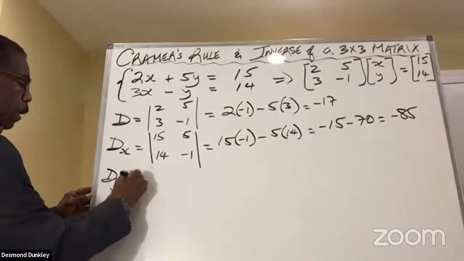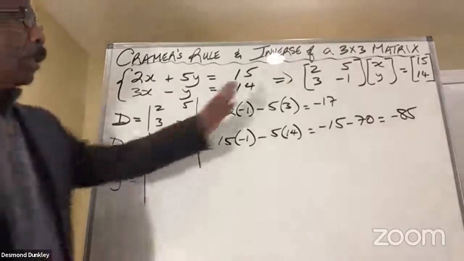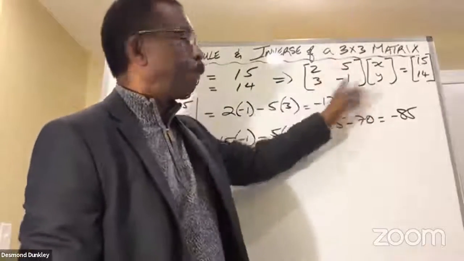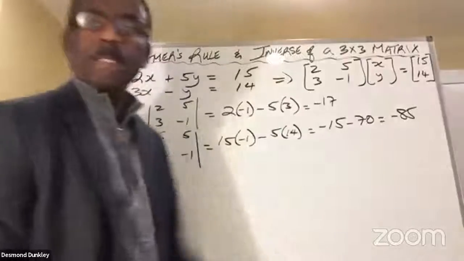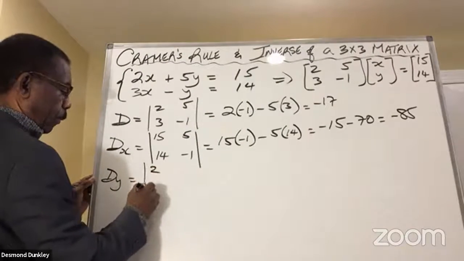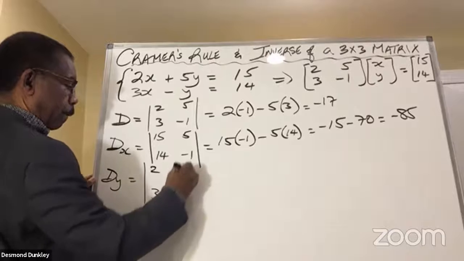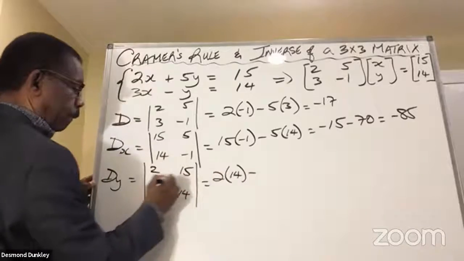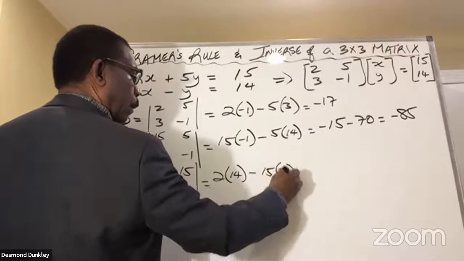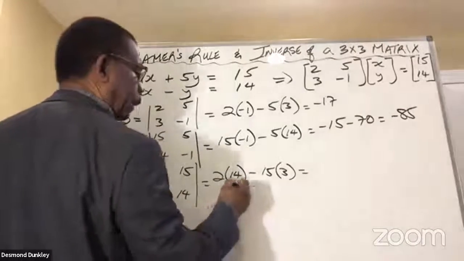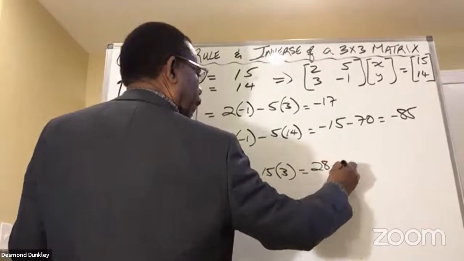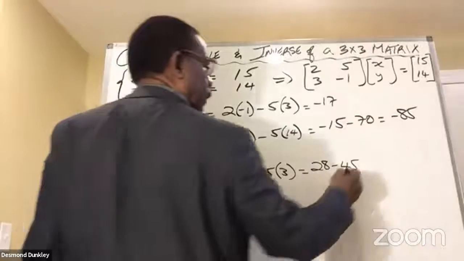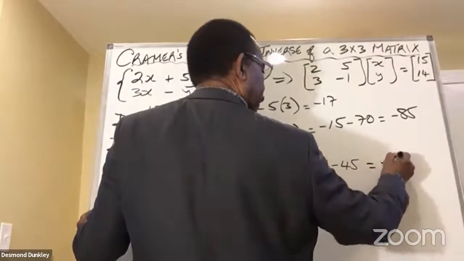dy, again, we take the original matrix and replace the column that involves the coefficients of y, which should be 5, negative 1, with the constants 15, 14. So now we have 2, 3, 15, 14. 2 times 14 minus 15 times 3. 2 times 14 is 28 minus 45. Let's double check. 28 minus 45, what does that give us? That looks like it's giving me negative 17.